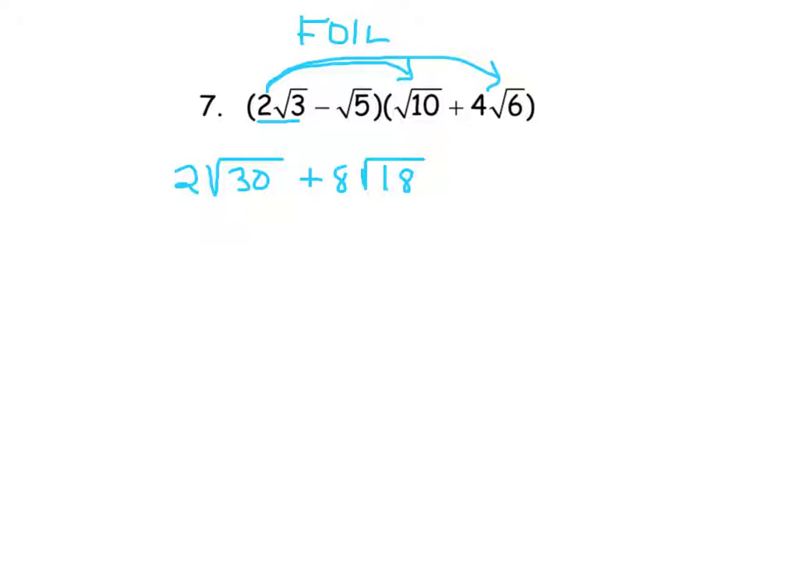Then I do the inner two terms together, so I'd have a negative times a positive makes a negative. 5 times 10 is 50. And then I have the last two to multiply. So negative 1 times positive 4 is negative 4, and then 5 times 6 is radical 30. Now I have to simplify within each one.